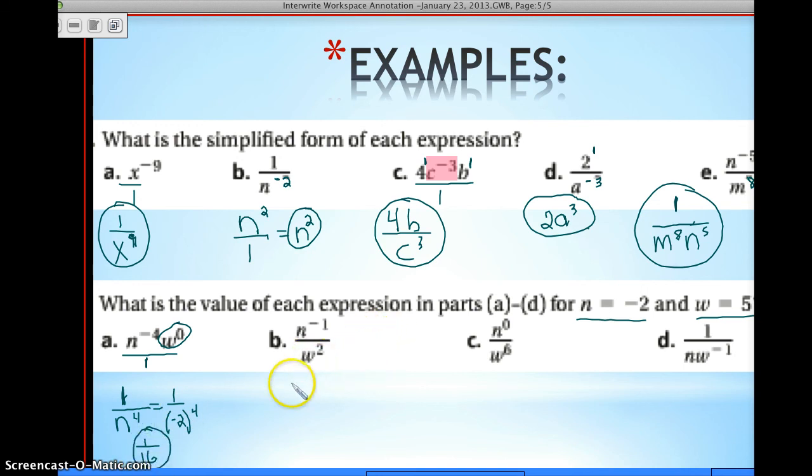Look at the next one. Let's go ahead and get rid of our negative exponents. The w squared is still positive, so leave it alone. The negative 1, n, is negative, so we've got to flip it, and it goes to a 1 down here, and 1's left on the top.